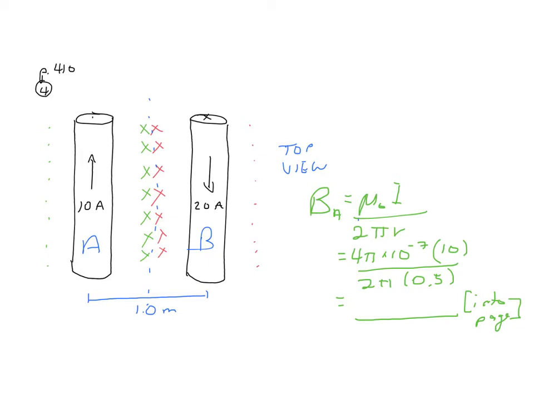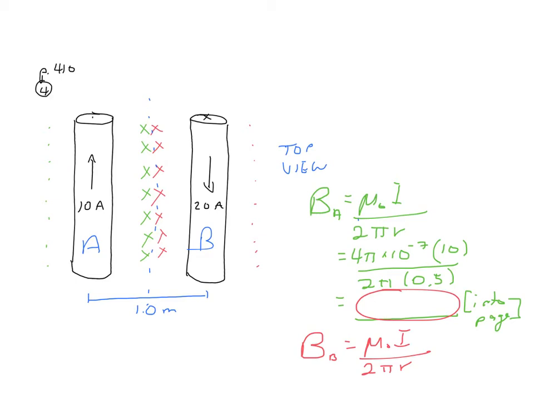Now, is that the only magnetic field that exists? No, it's not. By the way, I haven't filled in the answer over here because I'm going to let you guys do that at home. But if you take a look at wire B, we can also do the same thing. If I take a look at wire B, I know that there's a magnetic field at the midpoint as a result of wire B as well. So this will also be equal to the same thing, mu naught I divided by 2 pi r.